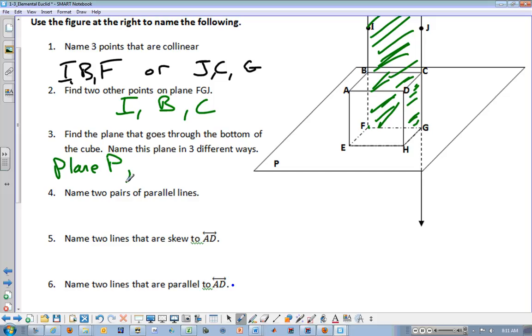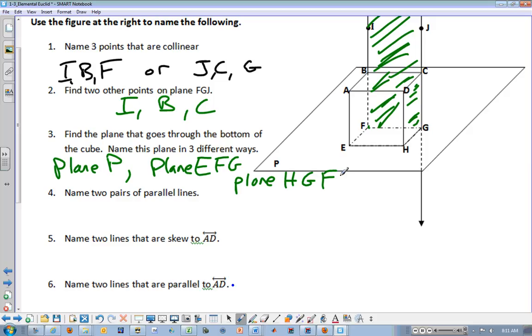Okay. So there's no point there. P is not a point. P is the name of the plane. Okay. Or we could call it plane EFG, or plane HGF. 3 letters. You can name it with 3 points or this P. If you didn't put plane P down there, please go ahead and make that note.